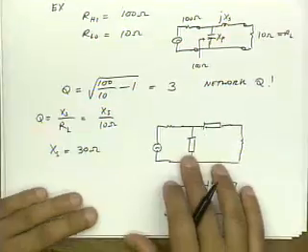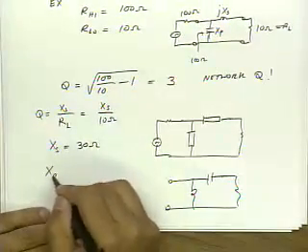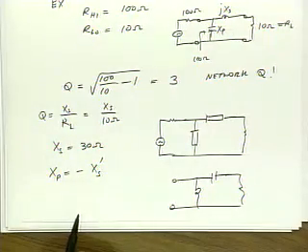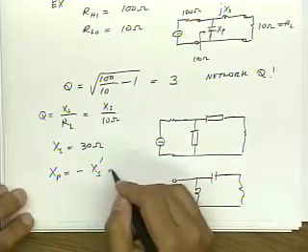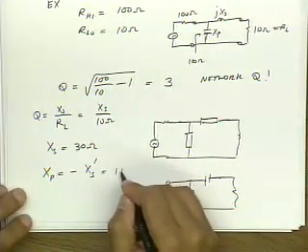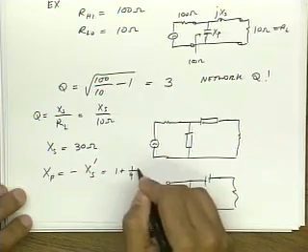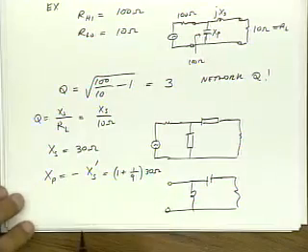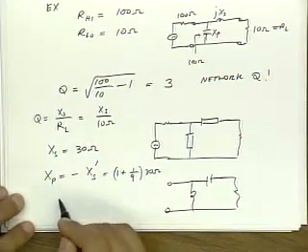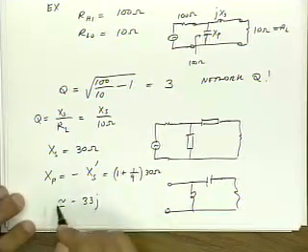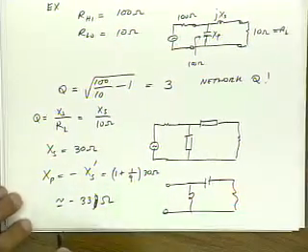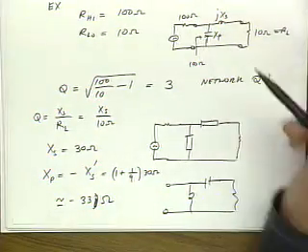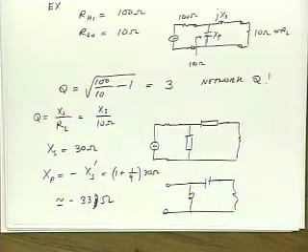Okay? And then how do I pick XP? XP should equal minus XS prime, where XS prime is 1 plus 1/9 times 30 ohms. So it's about 10% larger, about 32, 33 ohms. Okay? So if this is a capacitor, this is an inductor. If this is an inductor, this is a capacitor. All right? Is that pretty clear?